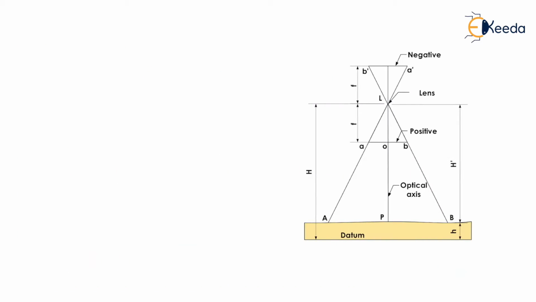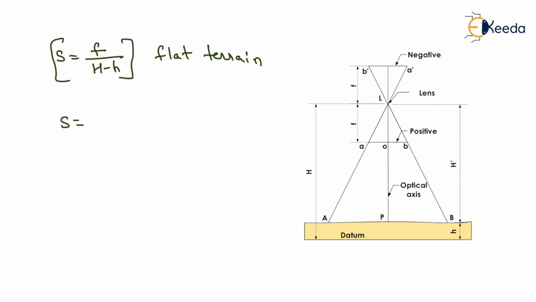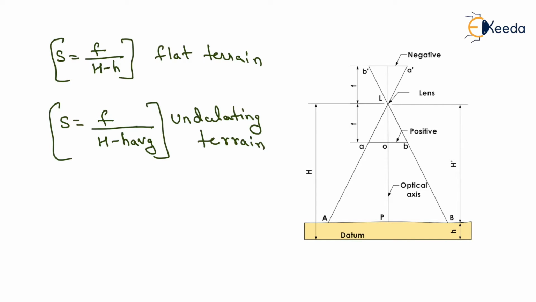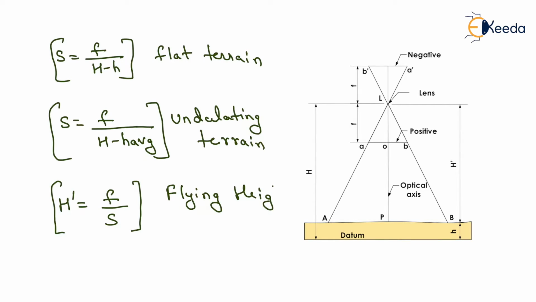upon S. So we will write all the formulas, that is the scale formula for flat ground, it will be equals to F upon H minus h, that is for flat terrain. For undulating terrain, the formula for scale is F upon H minus h average, that is used for undulating terrain. And for the computation of flying height, that is H dash, the formula is F upon S, flying height. So we had computed the scale of photograph as well as the flying height of the aircraft.